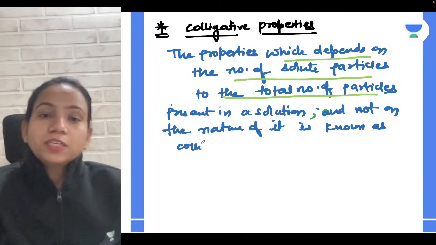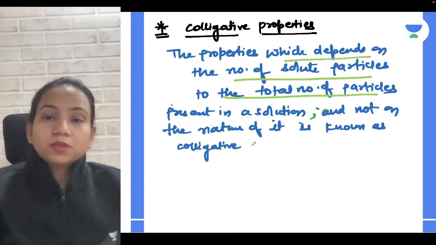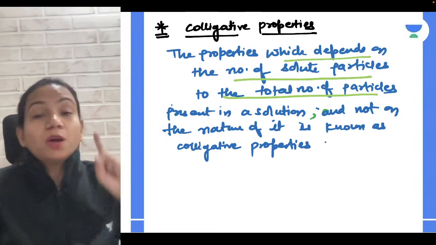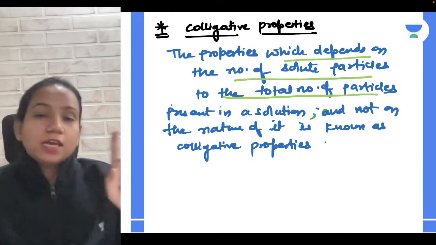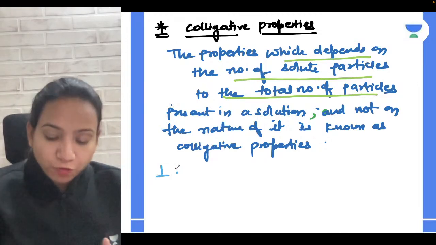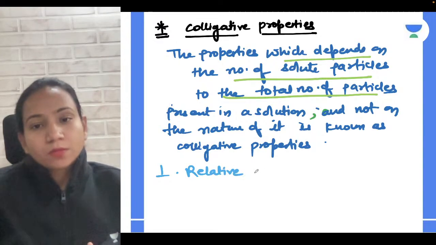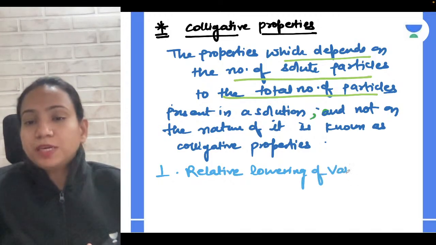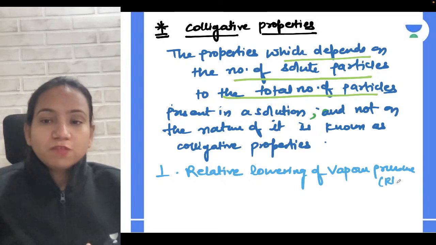There are 4 colligative properties which are very famously known to us. Let's quickly name them. I hope everyone understood that colligative properties depend on the number of solute particles to the total number of particles and not on the nature of it. First one is relative lowering of vapor pressure, which in short form we also call RLVP.